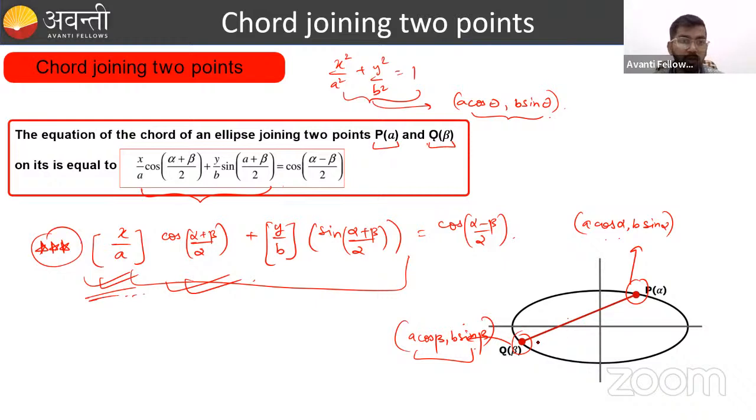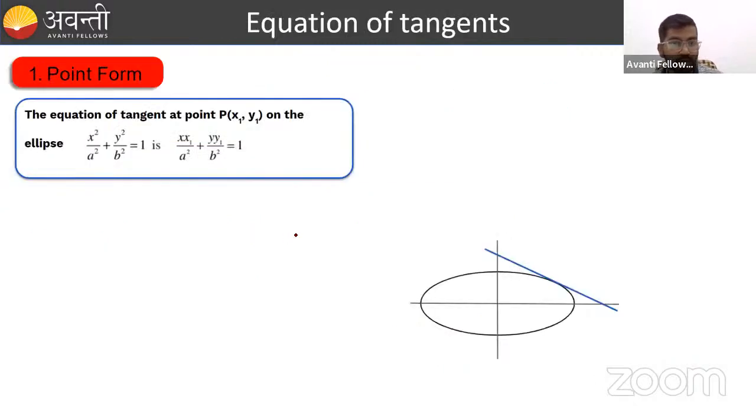So what is this formula about? This is the equation of a chord joining two points on the ellipse, and those two points are given in parametric form. Then you have to use this. When you have to use the parametric form of coordinates, then only you use this. Otherwise, you don't use this.